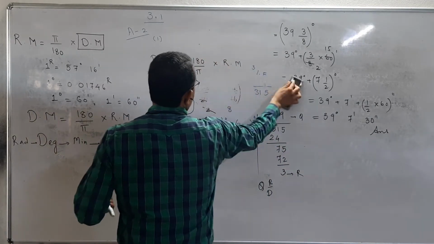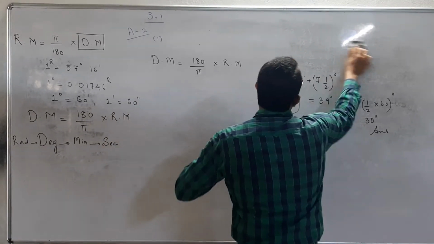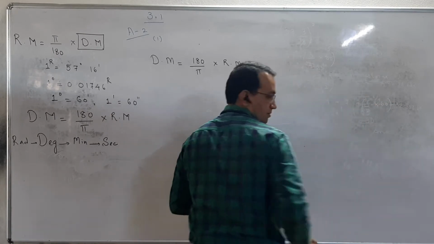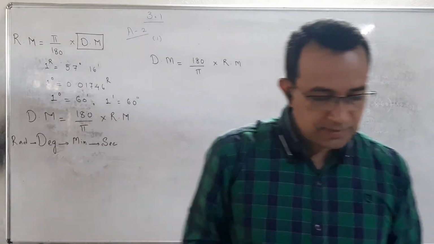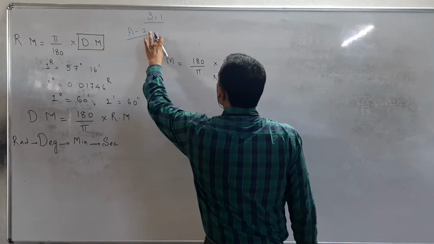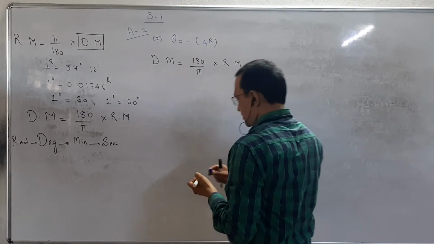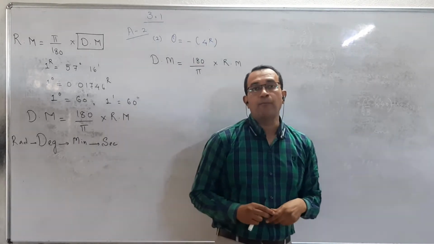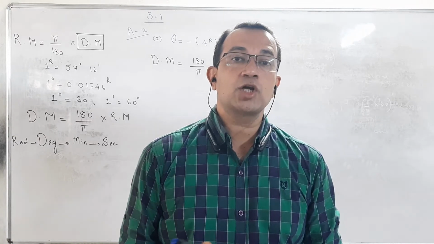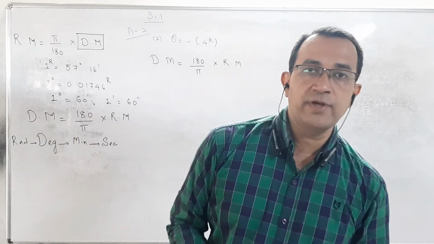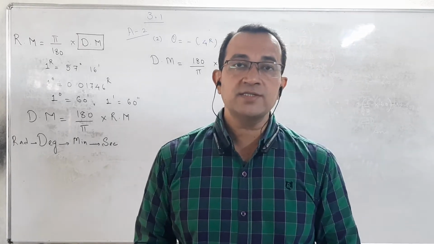Now second sum, students. Question 2 part 2, theta is equal to -4 radian. Students, minus convention shows rotation of initial ray in which direction? Clockwise, and positive convention shows rotation of initial ray in anti-clockwise direction. That's all.